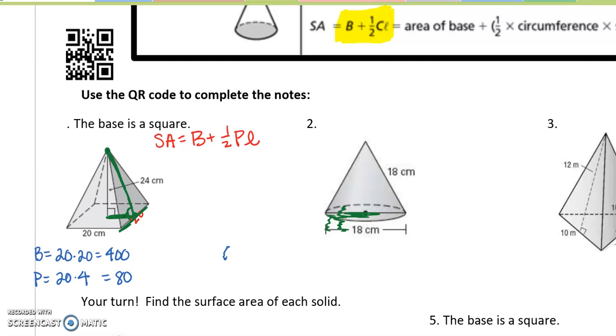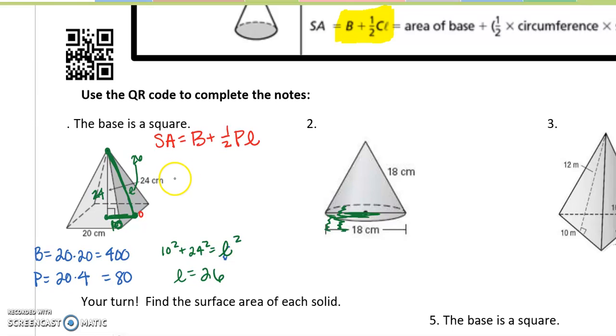When I do that, I can also draw in this distance from the slant height to the normal height. Since the height hits the center, that distance is always going to be half of my side. So since the whole side was 20, I know that this side is 10. I know my height is 24. So now I have a right triangle. So I can say 10 squared plus 24 squared equals the slant height, L squared. If I solve for my slant height, I get 26. It should be a little bit longer than the normal height.